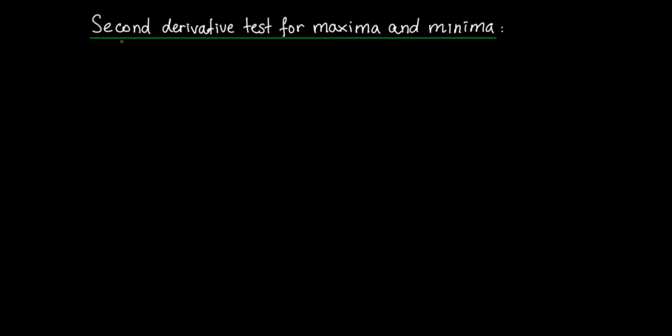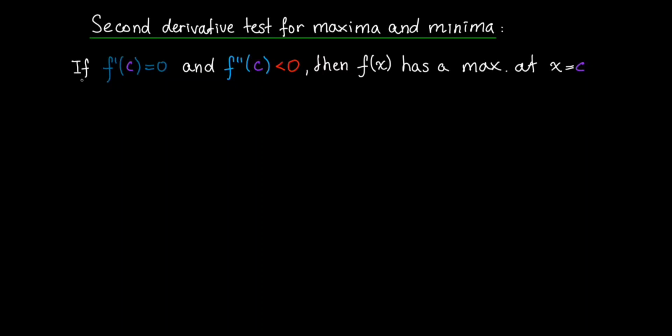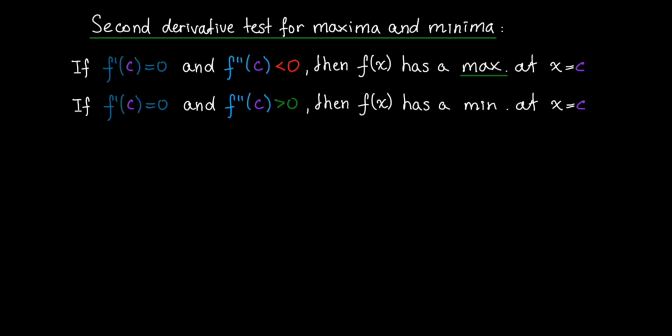Here I will call this the second derivative test for maxima and minima. It simply states if the first derivative at the point c is equal to 0, and then when you plug that value into the second derivative and receive something less than 0 or negative, that means f of x, or the original function, has a maximum point at x equals c. And of course, vice versa, if f derivative of c equals 0, and you plug that value into the second derivative and receive something positive or greater than 0, that means that f of x will have a minimum at x equals c.